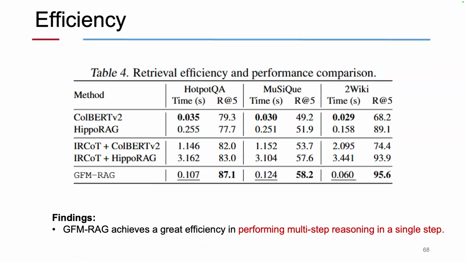And here is just some efficiency analysis. Basically we conduct the reasoning with graph neural networks and with only a single LM inference, so that we have less time consumption compared to the previous agent-based methods.